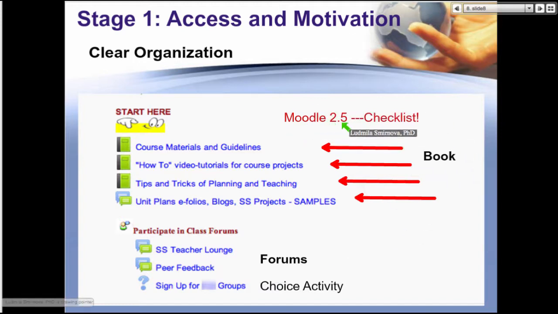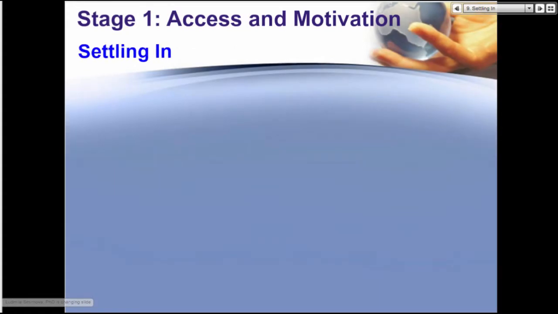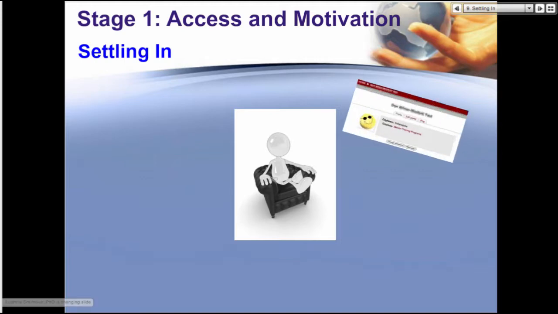So this is how I organize it. In Start Here, I have course materials and guidelines. The students know when they click on this book, and this is a tool on Moodle that allows you to create chapters and sub-chapters, so you create course materials and guidelines. I always tell the students, this is the place to start the course, and you come back to this if you forgot about some guidelines. They're always there for you.